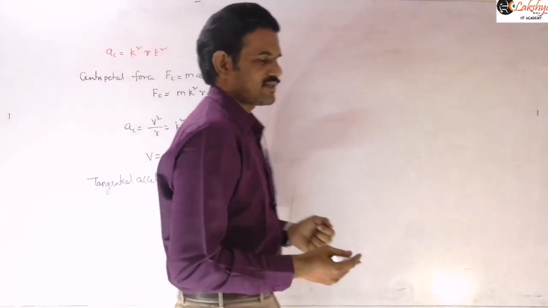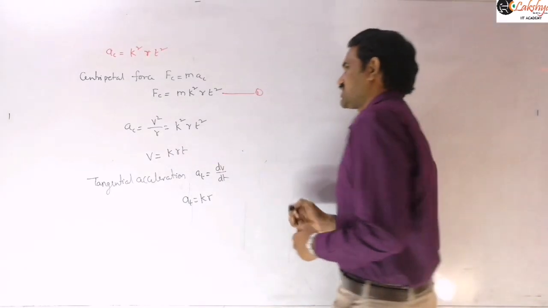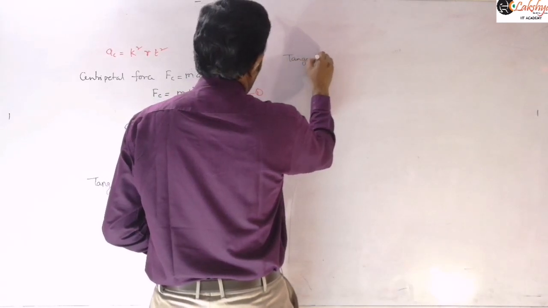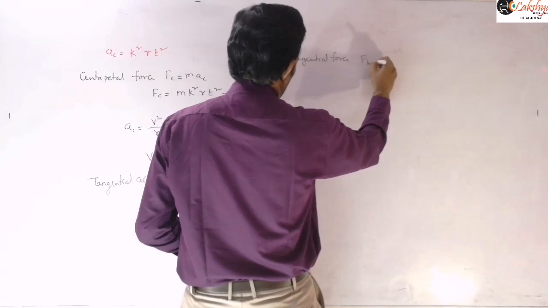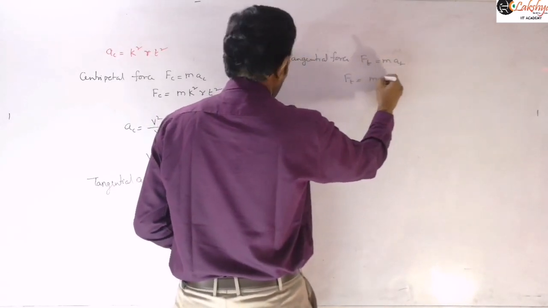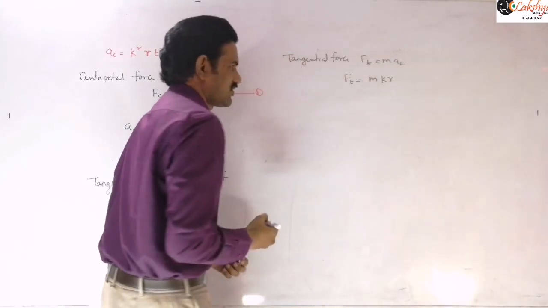Once you know the tangential acceleration, then you can write about the tangential force. So mass into tangential acceleration, therefore this is tangential force. So tangential force Ft is equal to m into at, and therefore this tangential force is equal to m into k into r. So it is a tangential force here.